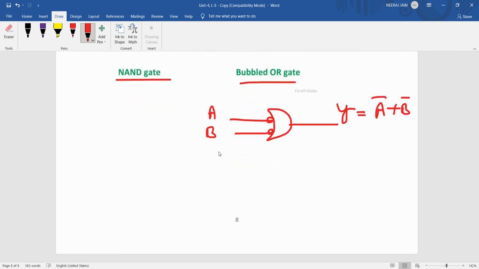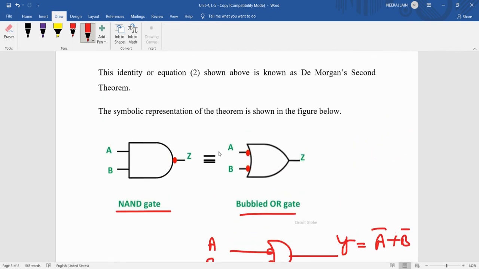So they can ask in the exam about the De Morgan theorems, the first De Morgan theorem, the second De Morgan theorem, and all the gates. Study it. Okay, thank you.